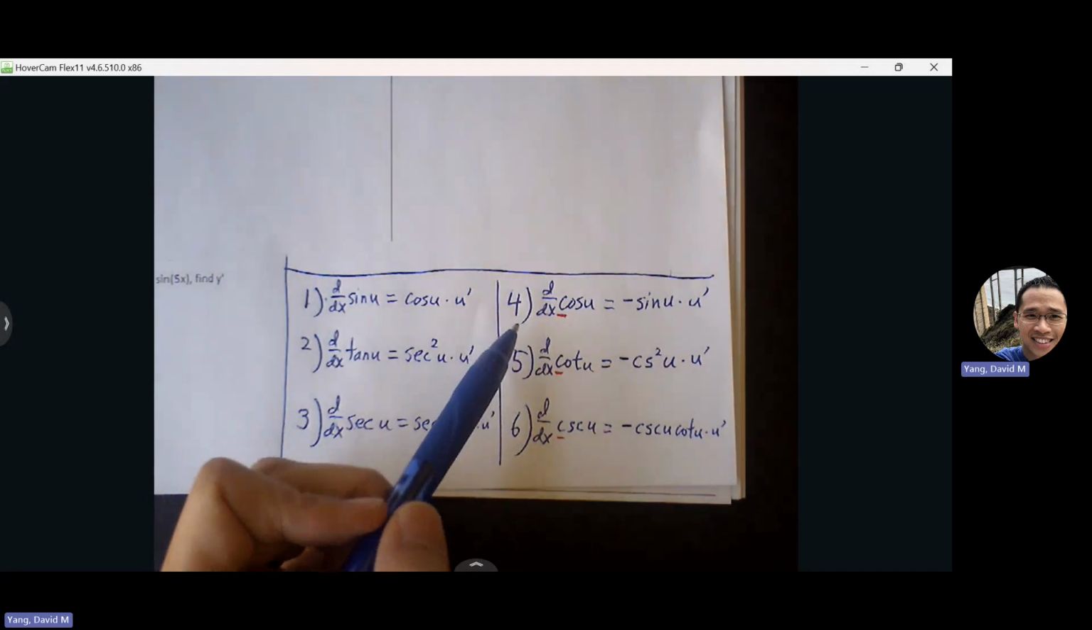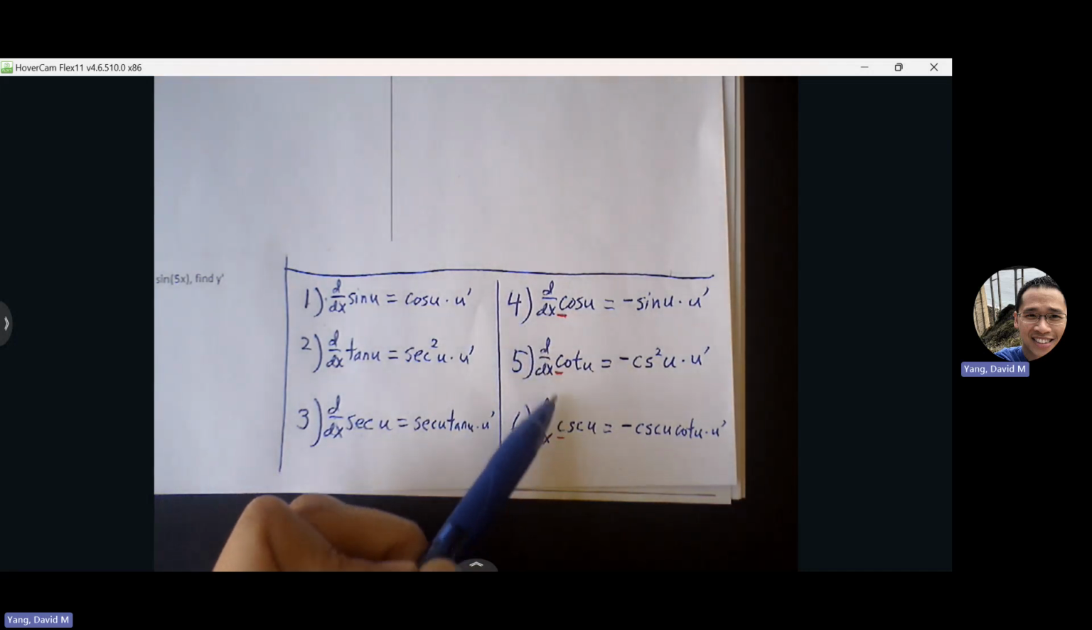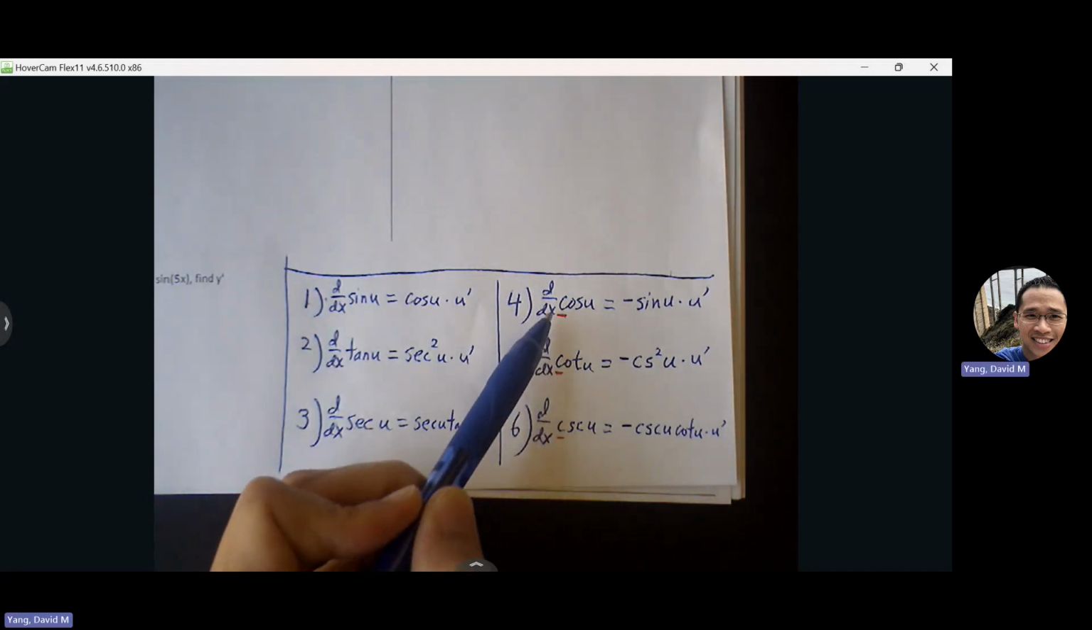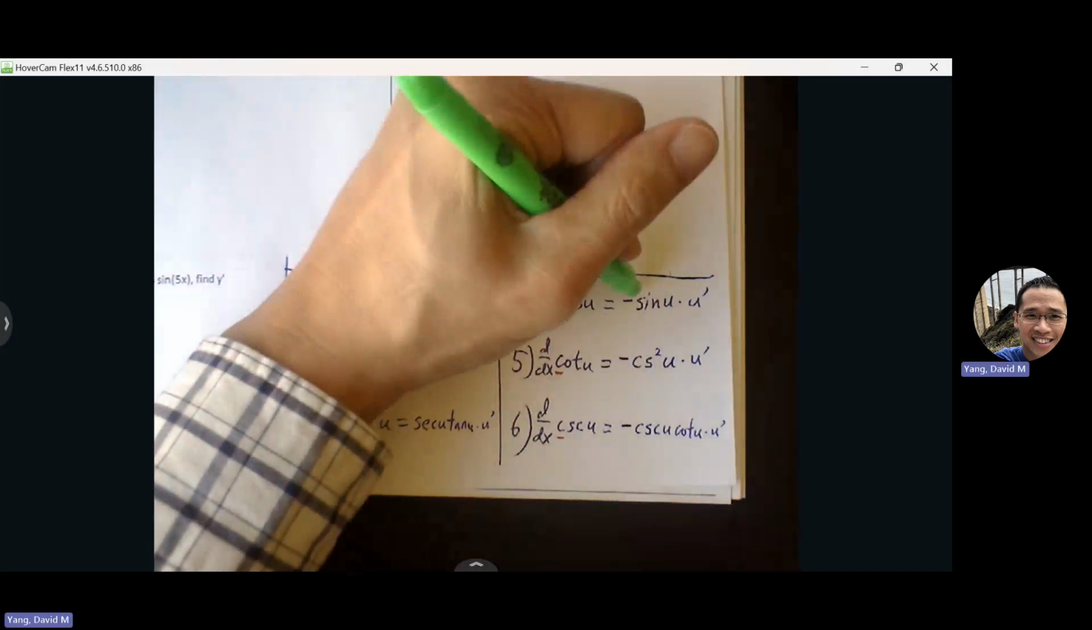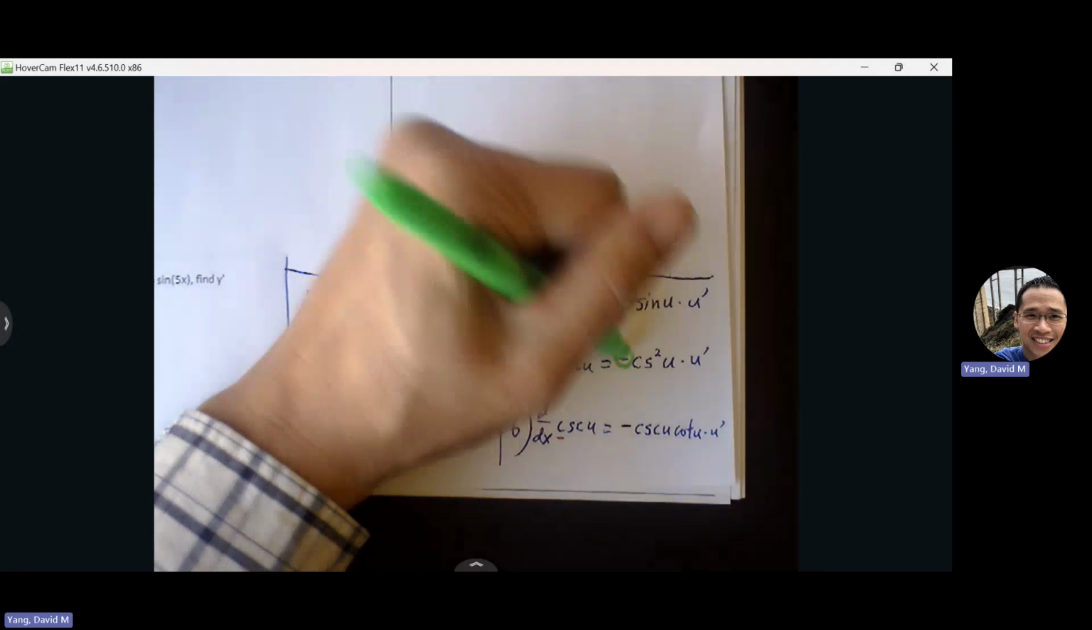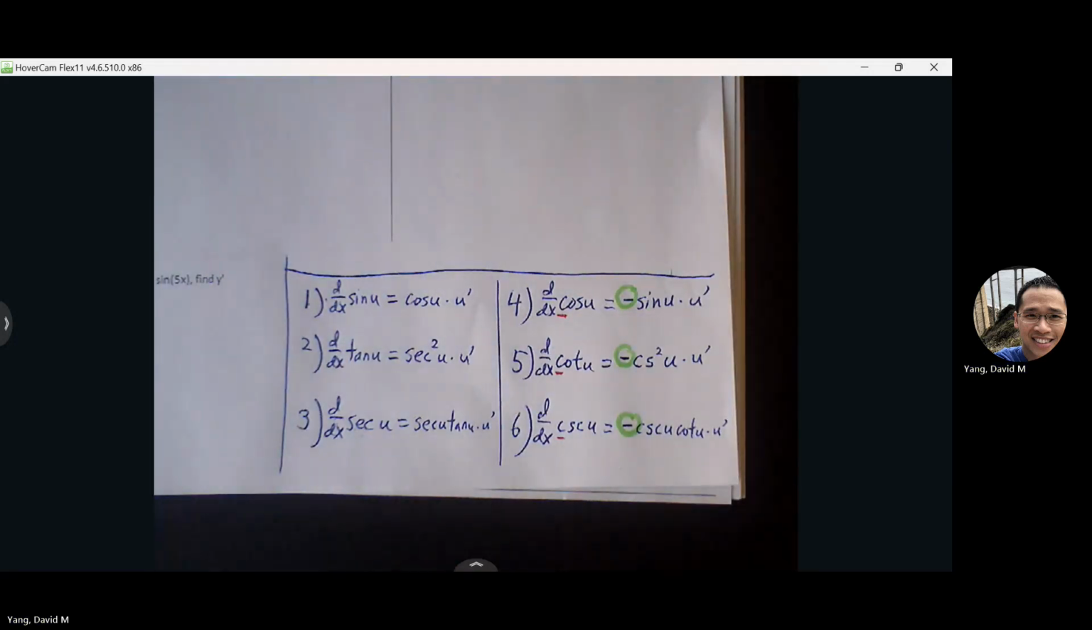And what do you think is nice about all these trig functions here? They all produce what? All the C functions will produce negatives. So that's a nice way to keep track of your negative derivatives.